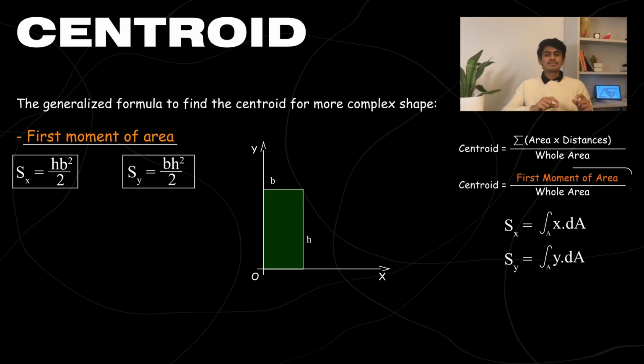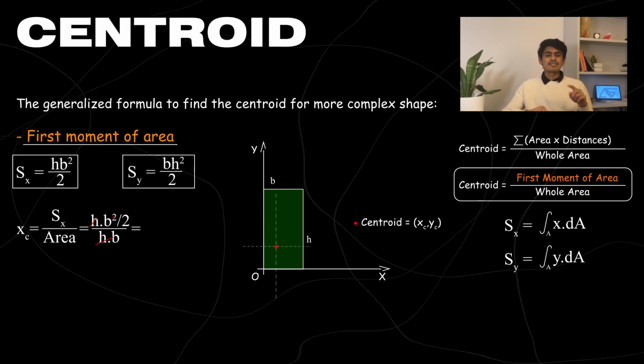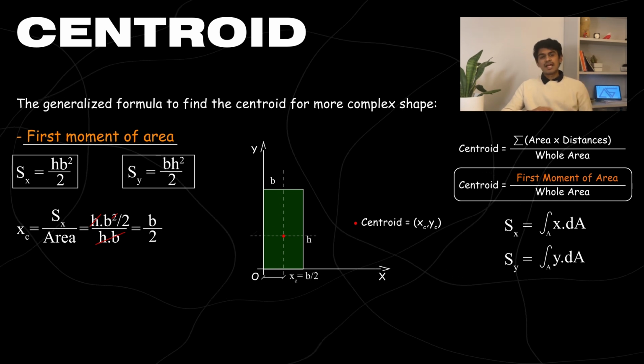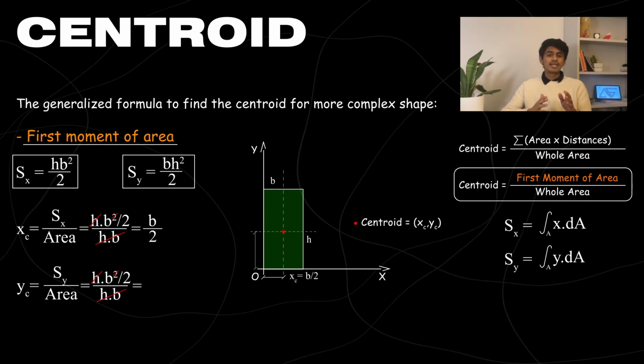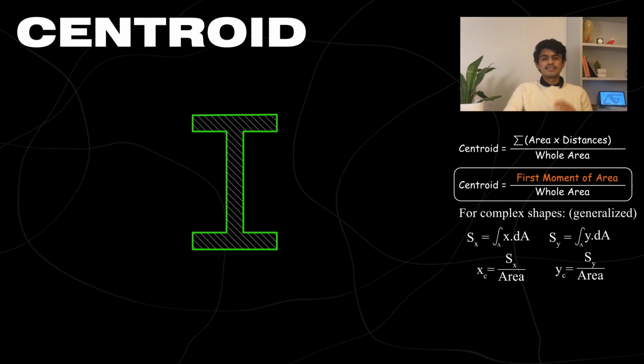Substituting both of these in the formula to find the centroid, xc equals Sx divided by the whole area, which is b by 2, and calculating yc, which equals Sy divided by the whole area, becomes h by 2. Now let's apply this on an I section.